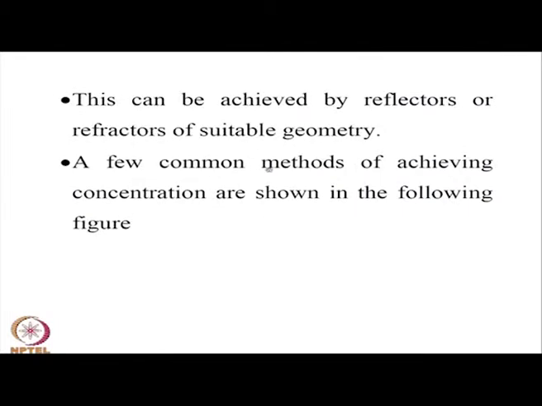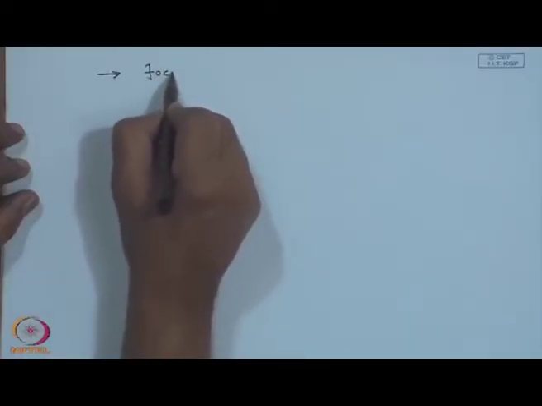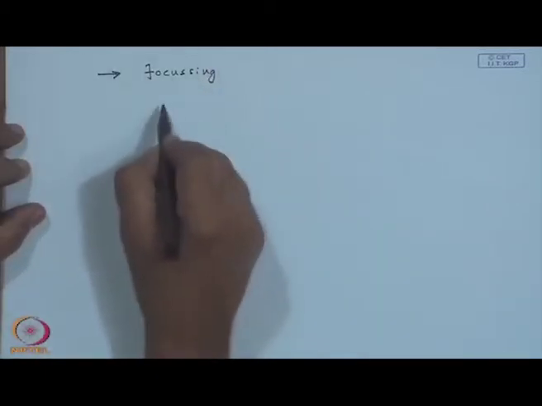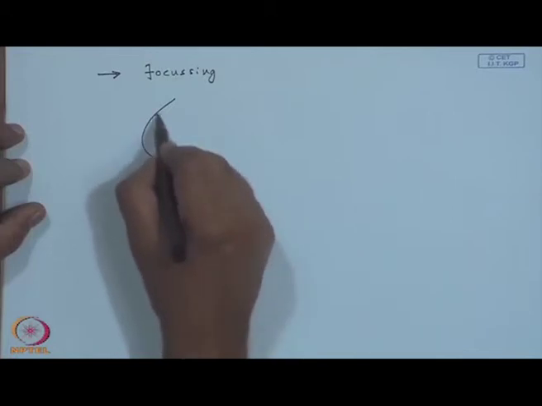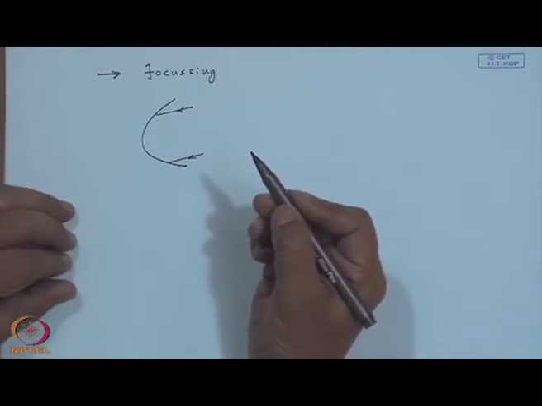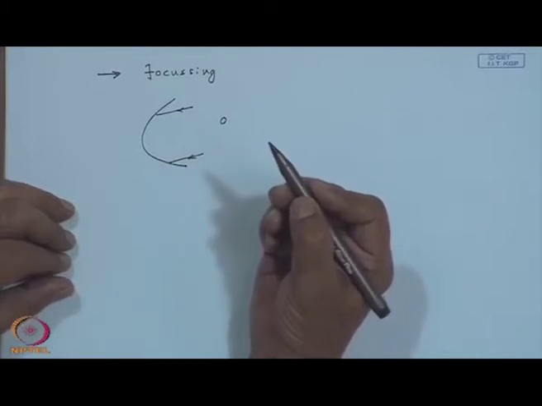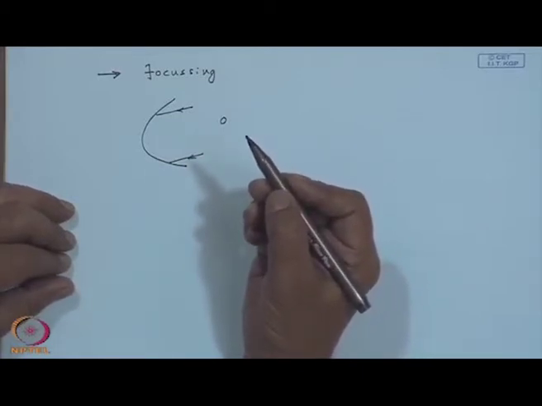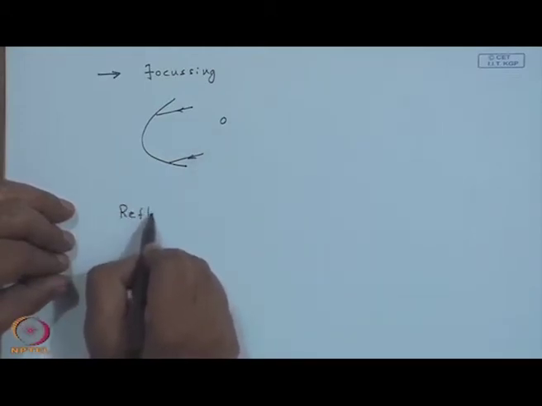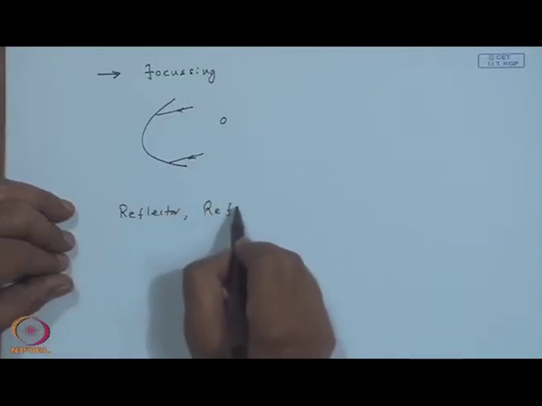What you need is focusing. So, the solar radiation that is coming onto this parabolic reflector should always be parallel to its axis, otherwise it will not be concentrated at the receiver where it is kept at the focal point. So, this also can be done with a reflector as we have discussed, or with a refractor.